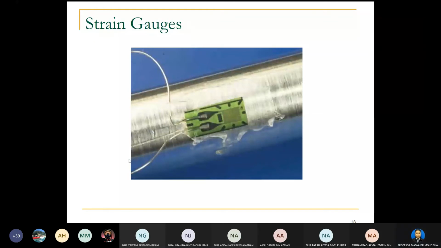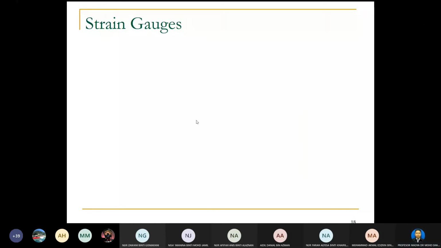We can use it to measure the pressure or measure the weight, and so on. Those are some applications of the strain gauge. So we can measure the weight or we can measure the pressure, depending on the application for the strain gauge.